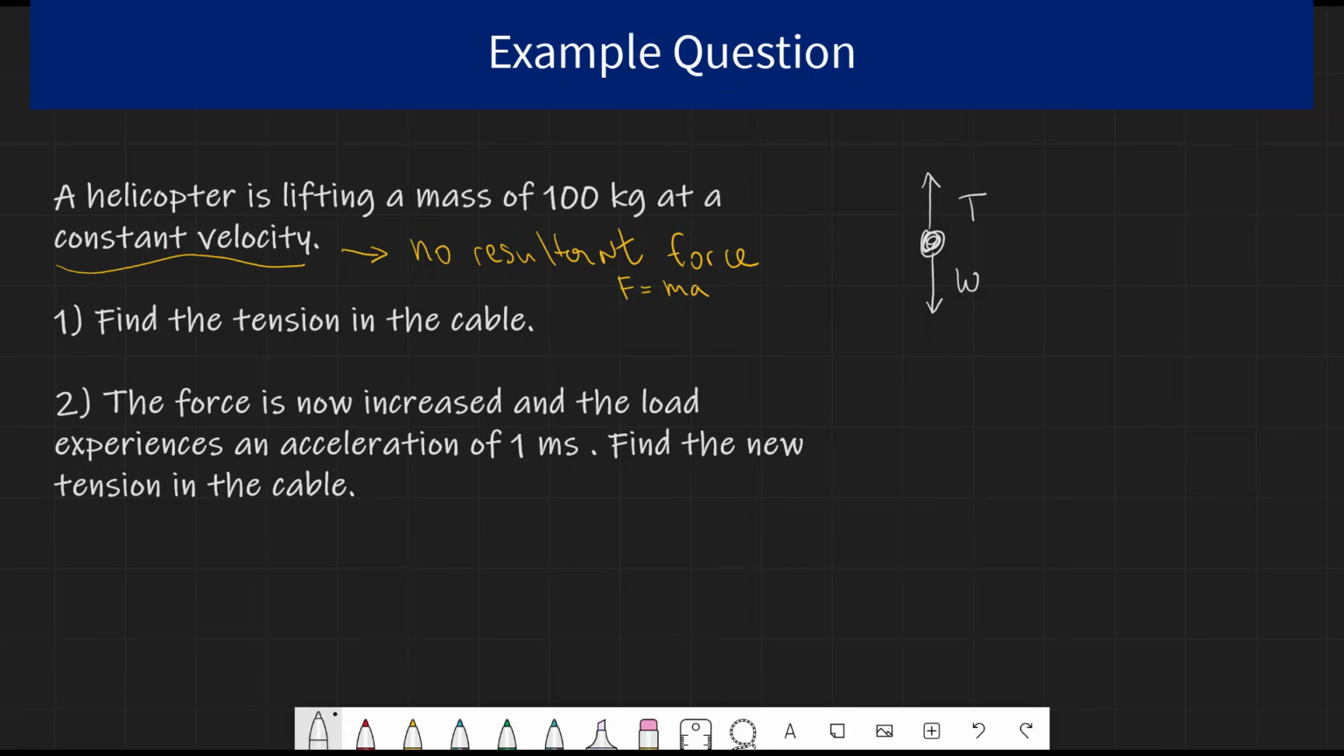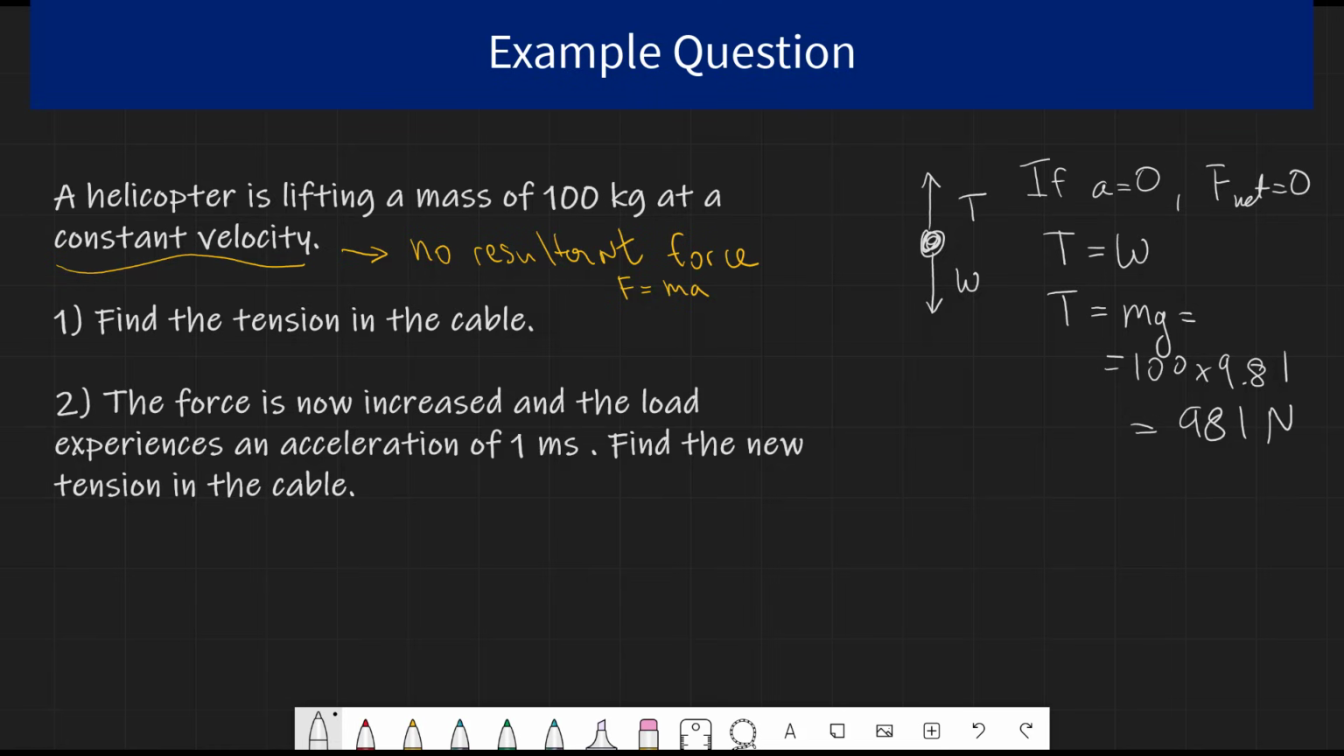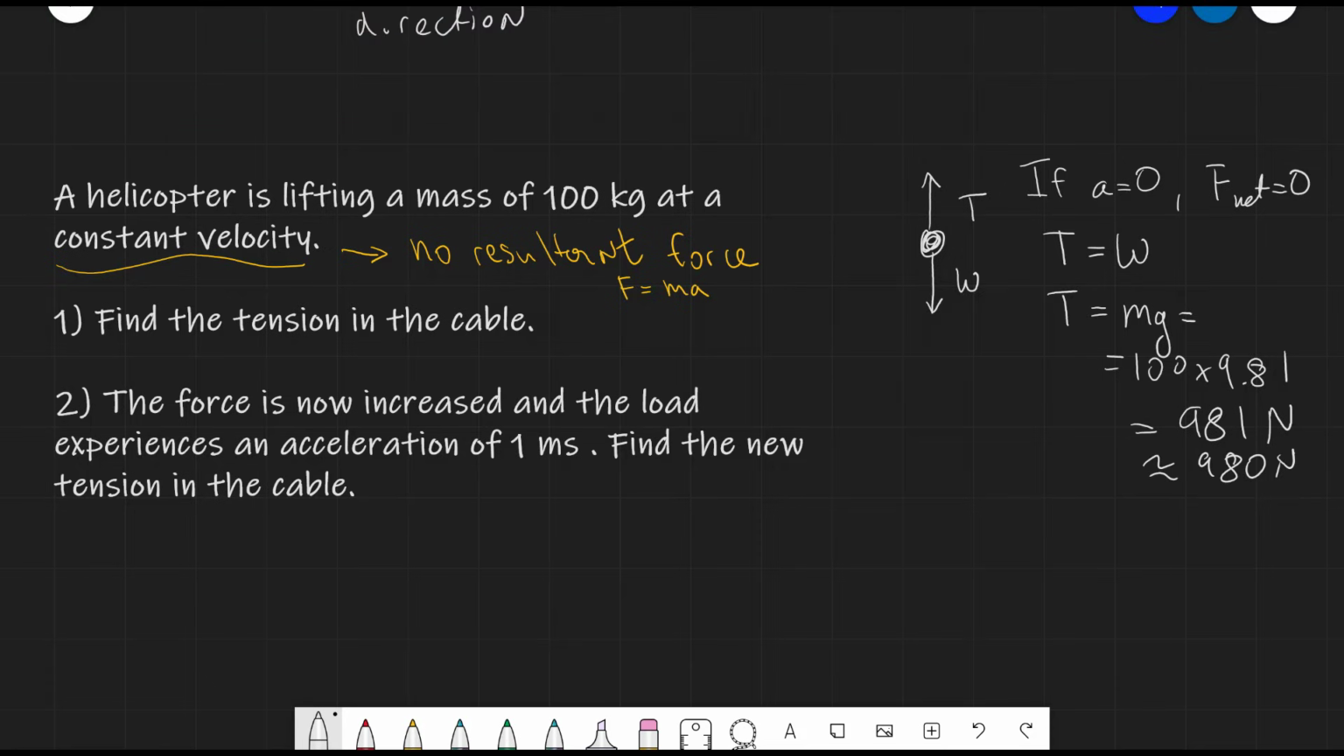If there's no acceleration, a is equal to 0, the net force is equal to 0, which means that the magnitude of the tension will be equal to the weight. So the tension will just be equal to mg, which is 100 times g, 9.81, which is about 981 newtons. Let's use a couple of significant figures, so I'm going to leave it as about 980 newtons.